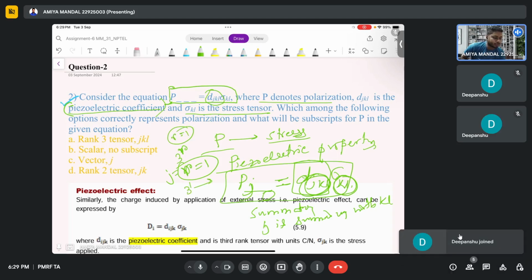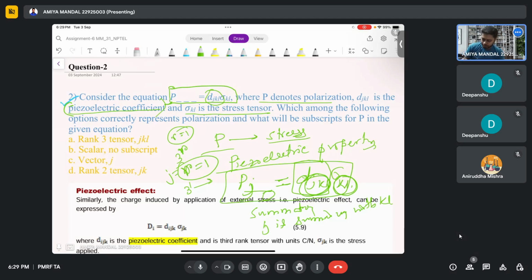But this is a vector. r means this is a vector.